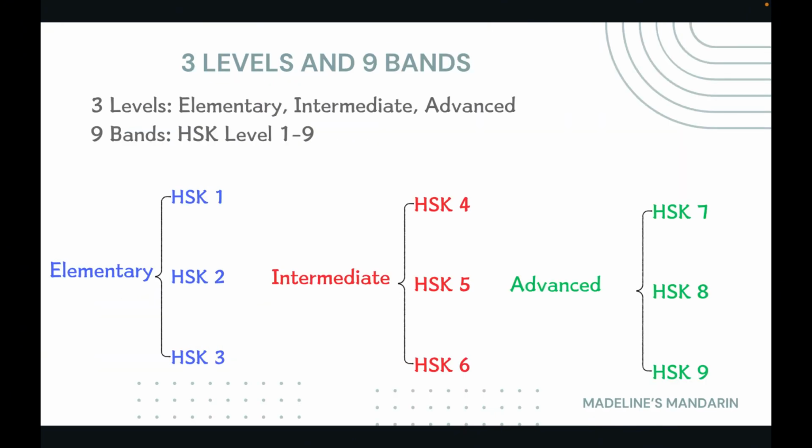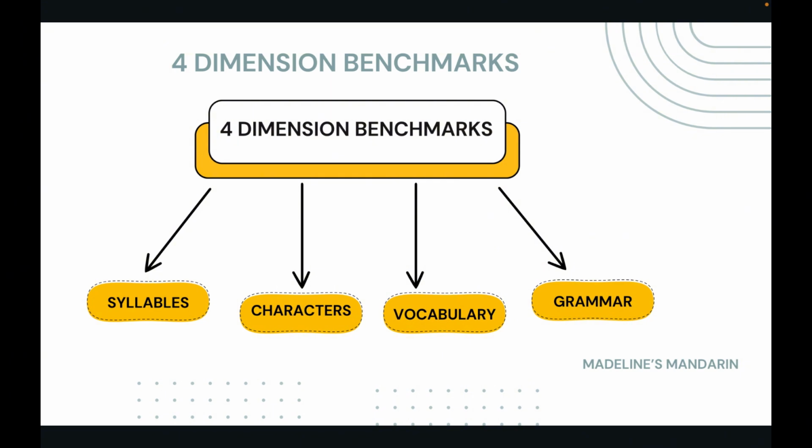3 levels in 9 bands. 3 levels, elementary level, intermediate level, advanced level. 9 bands, HSK level 1 to level 9. Elementary level includes HSK 1 to HSK 3. Intermediate level includes HSK 4 to HSK 6. And the advanced level includes HSK 7 to HSK 9. 4-dimension benchmarks. Syllabus, characters, vocabulary, and grammar.